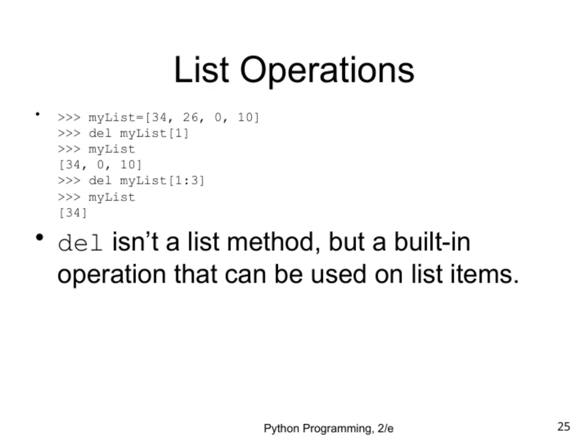So the key takeaway here is that del allows us to delete individual elements or slices from a list efficiently. It's a powerful tool for managing list contents dynamically during your programming.